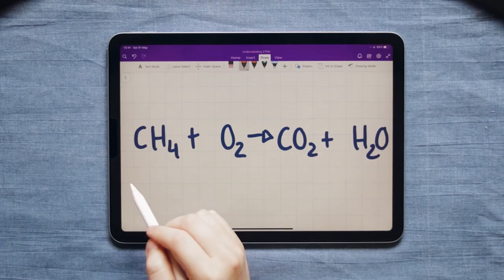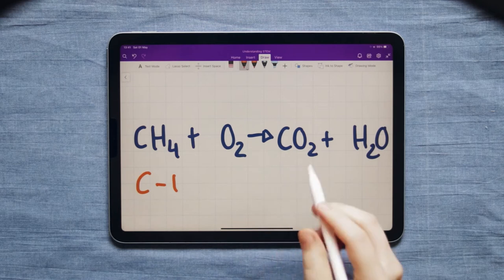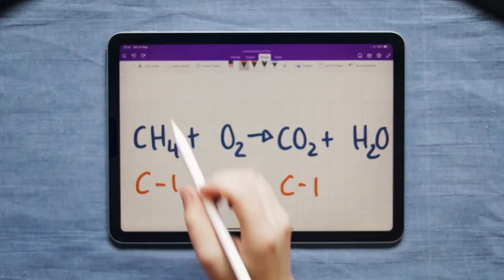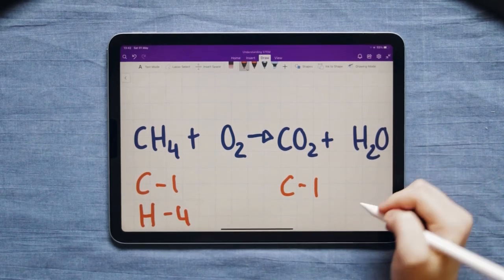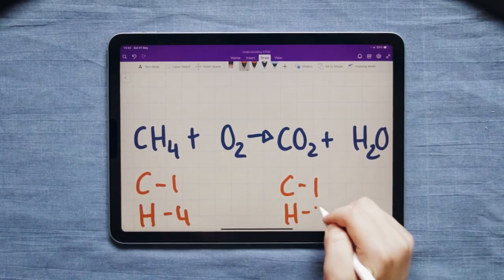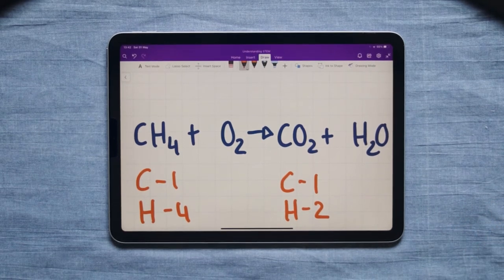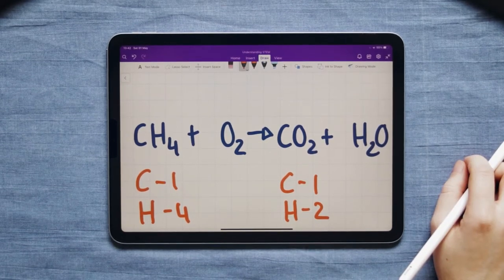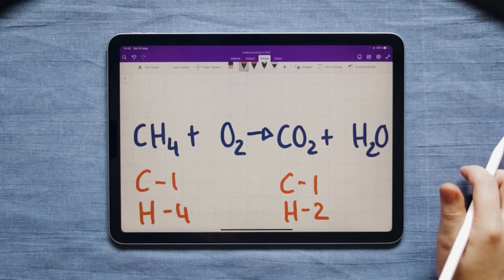On this side of the arrow, there is one carbon. On this side, there's also one carbon. On this side, there's four hydrogens. However, on this side, we only have two. But how is this possible? They don't just disappear. What actually happens is that multiple molecules react together to produce other multiple molecules.